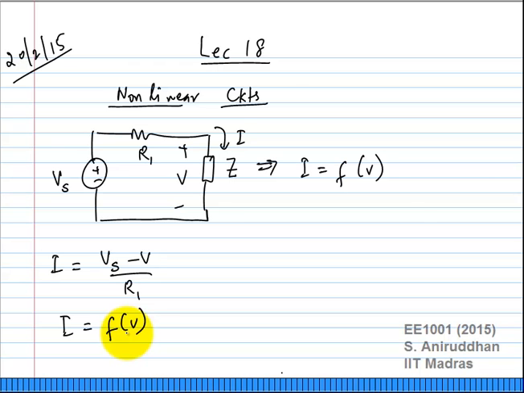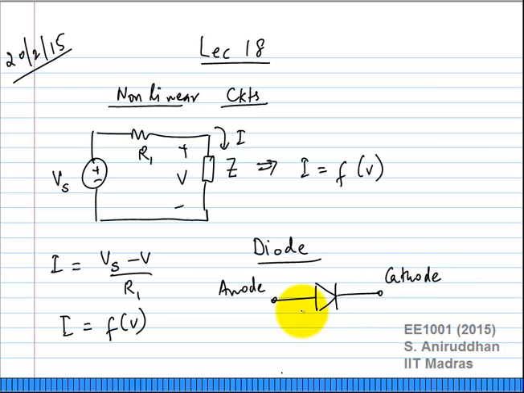The first element that we are going to look at is what is called a diode. The symbol of a diode is this. This is what is called the anode. This is what is called the cathode. The voltage is in this direction, reference voltage. The reference current is in this direction. This is the first, and in this course the only, nonlinear element that we'll study in class.